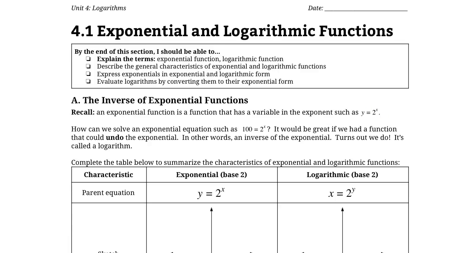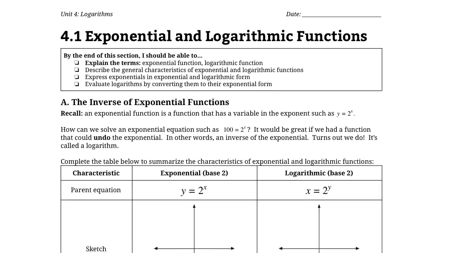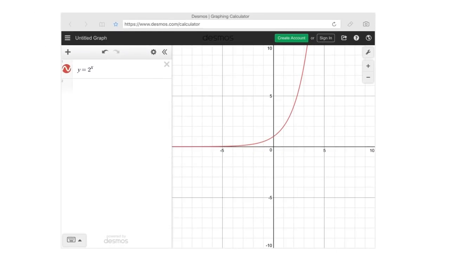How can we tell? It has a variable in the exponent, right? 2 to the power of x. That's why it's an exponential function, because it has that x in the exponent. So what does this function look like when we graph it? Well, luckily, I've got the Desmos right over here already graphed.